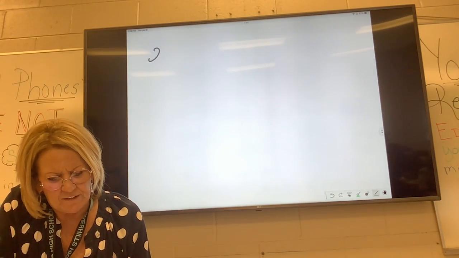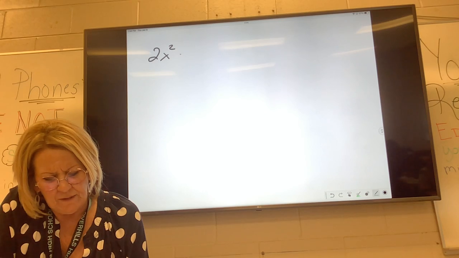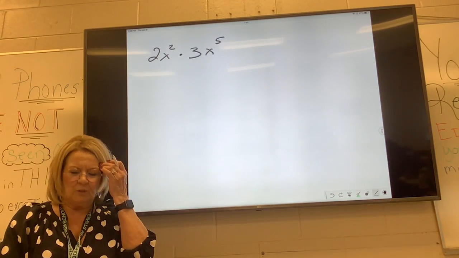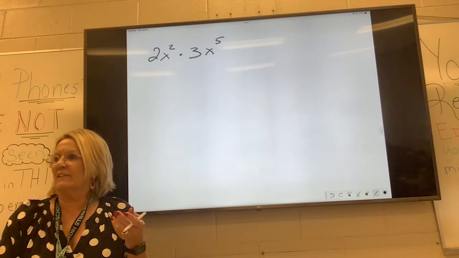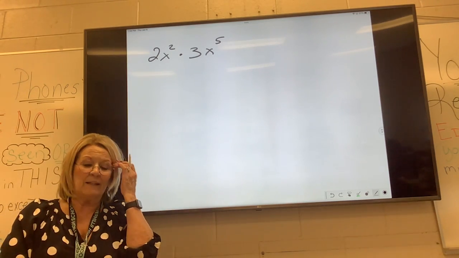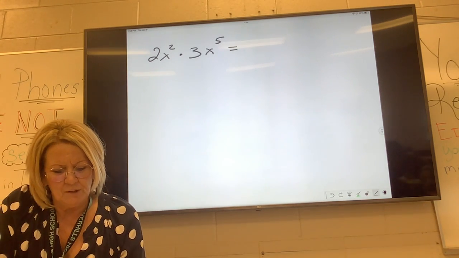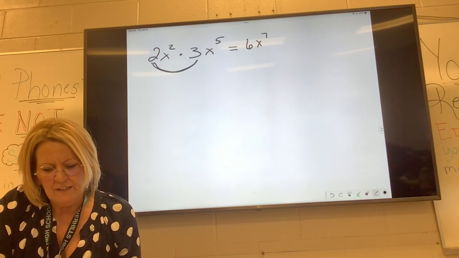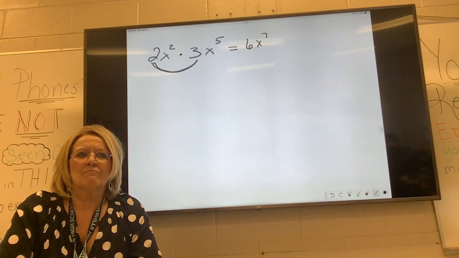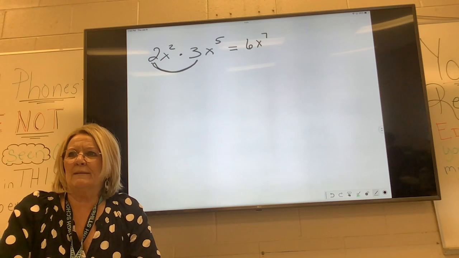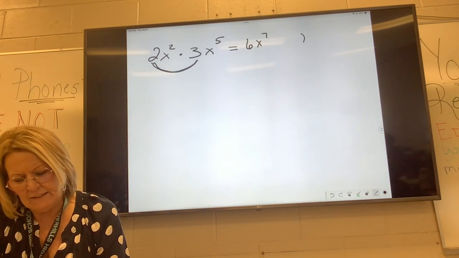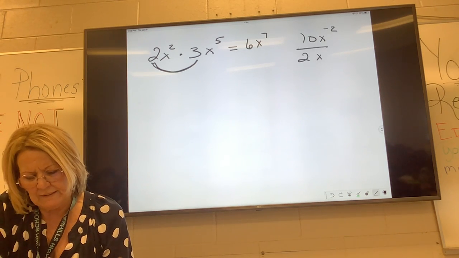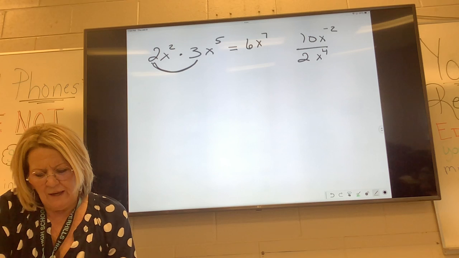So if I had, for instance, 2x squared times 3x to the fifth, you have to first ask yourself, what are my bases? They're x. Are they the same? Yes. Therefore, I can add my exponents, but I'm going to multiply my coefficients. That would give me a 6x to the 7. Everybody clear on that?